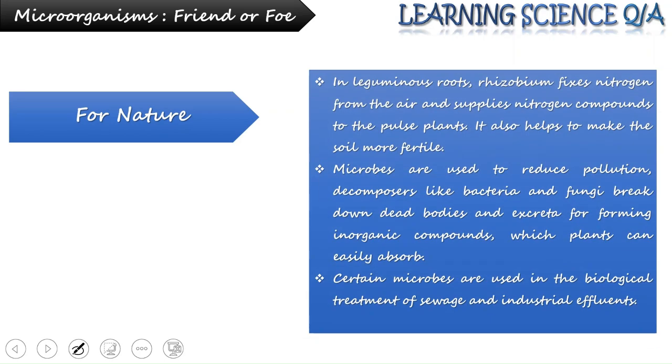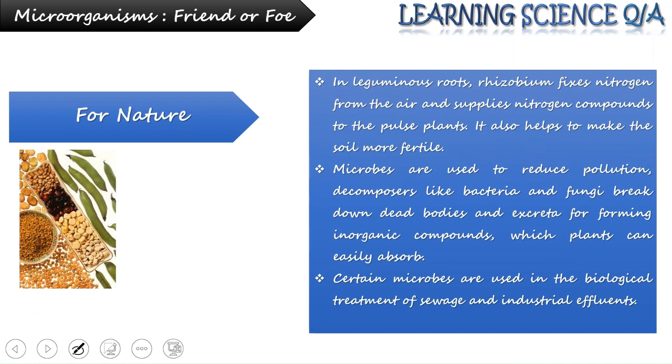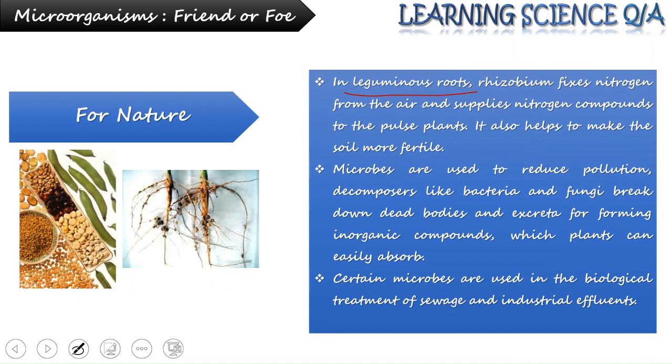Looking at what microorganisms are doing for our nature: microorganisms are present in the root nodules of leguminous plants. All pulses come from the legume family. In the leguminous root, rhizobium bacteria is present, which fixes atmospheric nitrogen present in the air and supplies nitrogenous compounds to the legume plant. It also helps to make the soil more fertile and nitrogen rich.